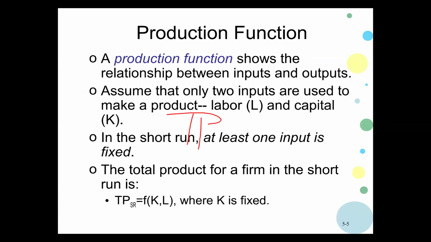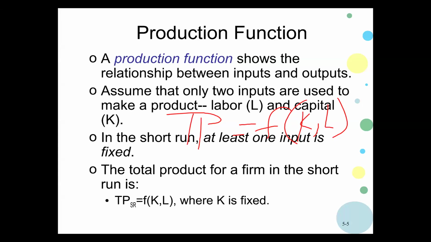In other words, total product will be influenced by capital and labor. At this point, we are just assuming we only have two forms of inputs. I just have capital and labor. So this is what the production function means, just expressing the mathematical relationship.